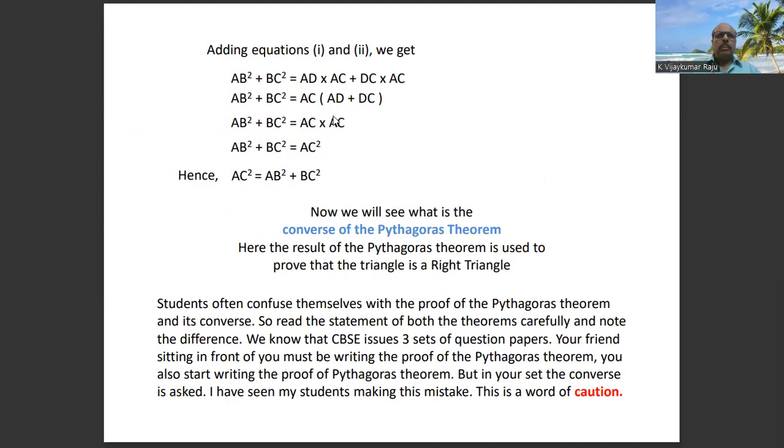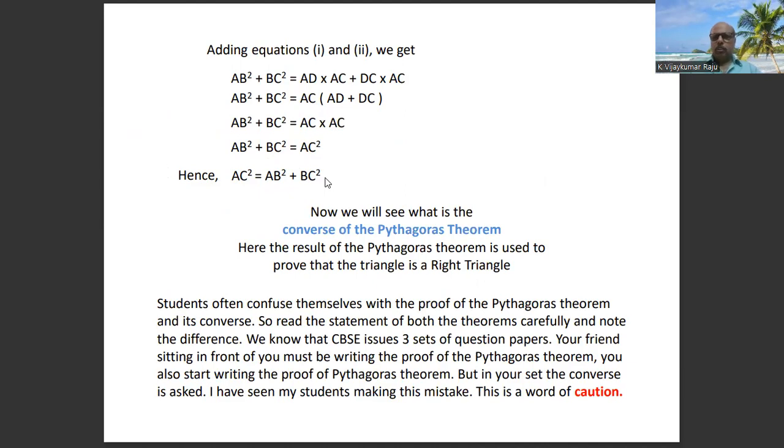So AD plus DC is equal to AC. So this is now AC and this total is also AC. So AC into AC is AC square. So AB square plus BC square is equal to AC square. Hence you can say AC square is equal to AB square plus BC square. AC is the hypotenuse, AB is the perpendicular, BC is the base. So you are getting AC square is equal to AB square plus BC square. So this is the proof of the Pythagoras theorem.